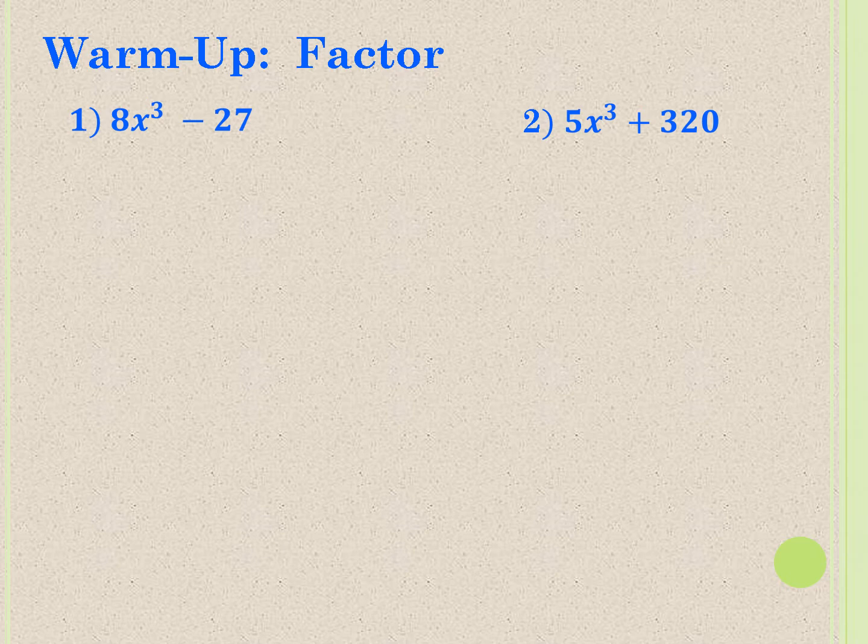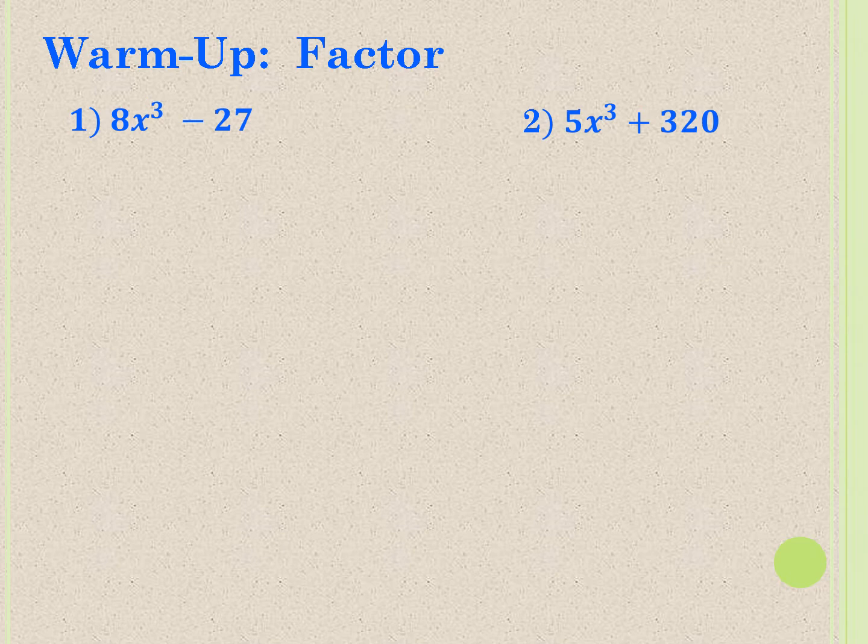Okay, on the first example, both terms are perfect cubes and they're separated by subtraction. So there is no GCF to factor, but because they are perfect cubes, I don't need to factor out the GCF, which there is none. So first thing we want to determine is our A and B terms.